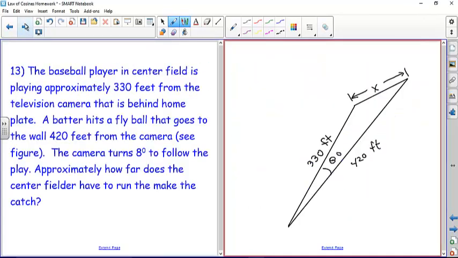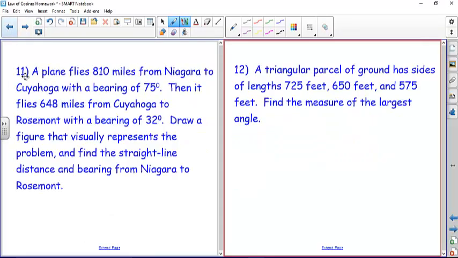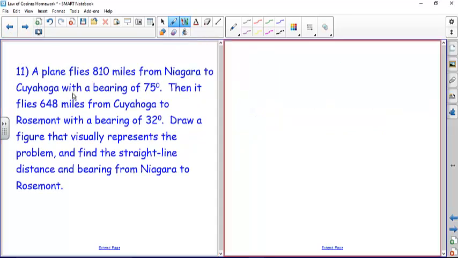Okay, now we've got a couple of word problems. How many do we have here? We have 4 word problems. Some of these have pictures, some of them don't. This one doesn't have a picture in the book, so we're going to have to make the picture. A plane flies 810 miles from Niagara to Cuyahoga with a bearing of 75 degrees. Then it flies 648 miles from Cuyahoga to Rosemont with a bearing of 32 degrees. Draw a figure that visually represents the problem and find the straight line distance and bearing from Niagara to Rosemont.